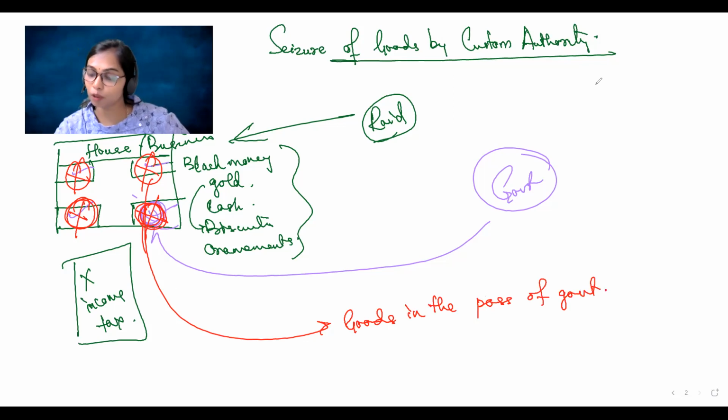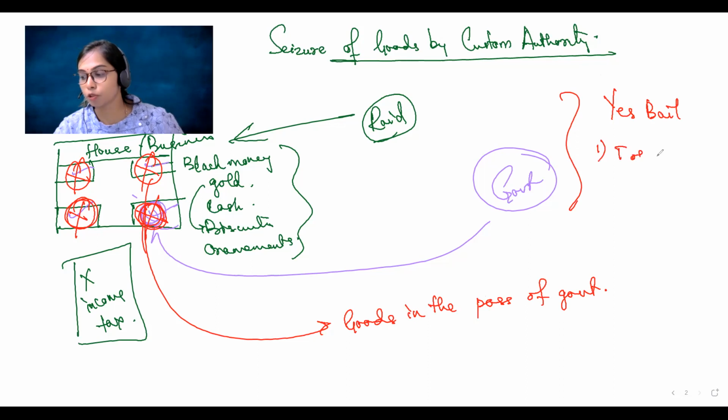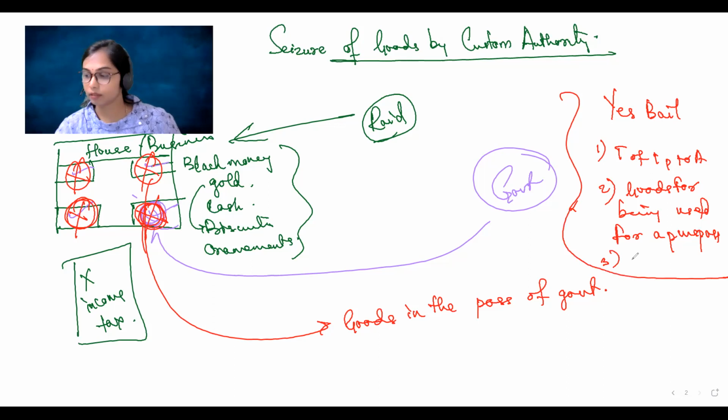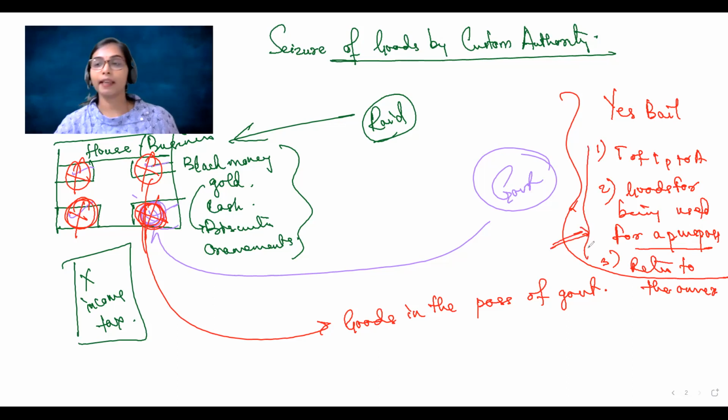So when this is the scenario, do you think there is bailment? Yes, ma'am, there is bailment. How? Because first, there is transfer of goods from one person to another. Second, the goods are being used for a purpose. Next, as and when the purpose is accomplished, it is returned to the owner. So the same concept here, right? If you see, these conditions are satisfied.